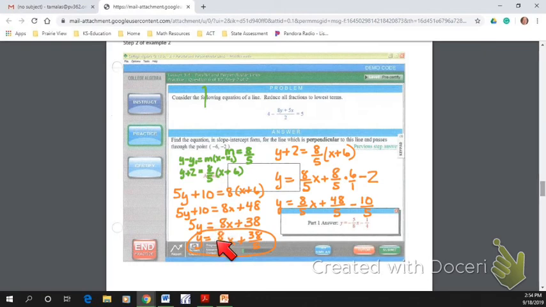Y equals, and go back and check it. Did this line end up perpendicular to this line? Are their slopes perpendicular? Yeah, they are. So as long as you didn't mess up with the y-intercept, you know you're okay. Okay? Everybody okay with example 2? All right?